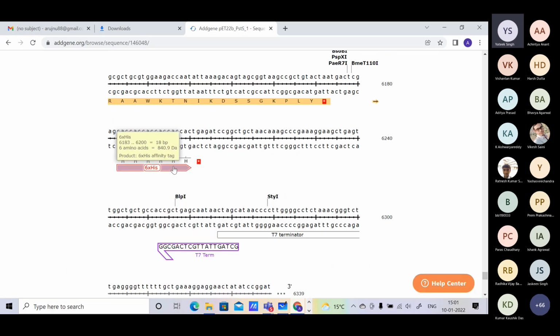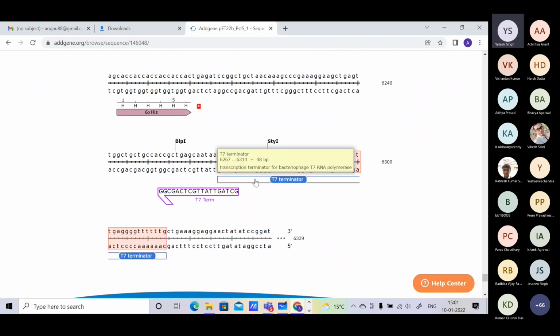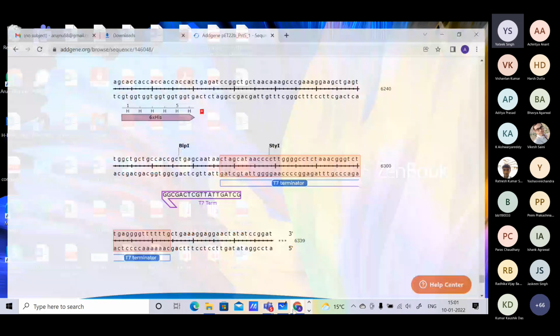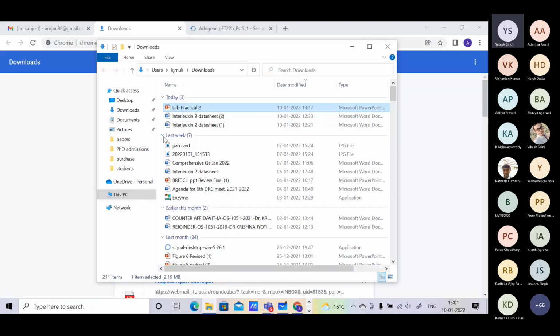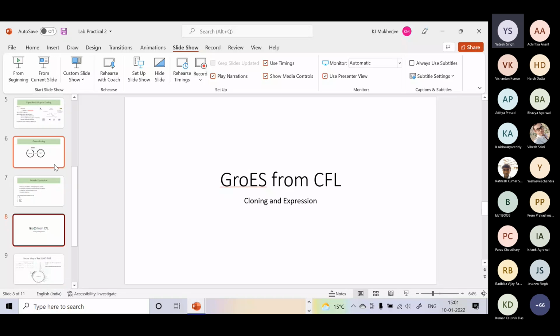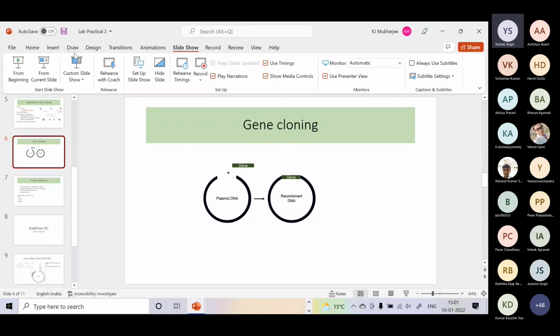So you can do it only for those properties which are actually highlighted. Like you have the 6 His, so this is the His tag sequence, the tag for purification. This is the T7 terminator. You can click on these and highlight them, and after they are highlighted, you can press Control C and go directly to the presentation or anywhere you like, like if I am inserting.